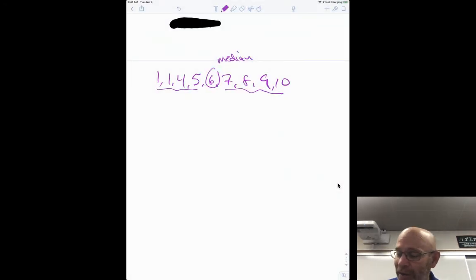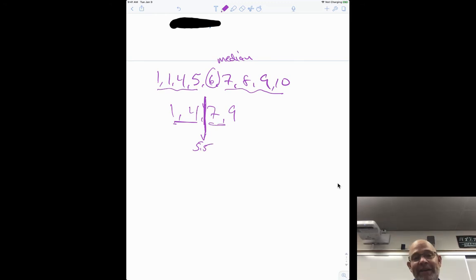If there's an even amount of numbers, like 1, 4, 7, and so on, now there's no exact middle, right? There's 2 and there's 2. So the median is actually the average of those two numbers. So 4 and 7 is 11, so the median would be 5.5. So a little bit easier: if there's an odd amount of numbers, it's the middle number. There will be a data point. If there's an even amount of numbers, it won't be. It'll be the average of those two.